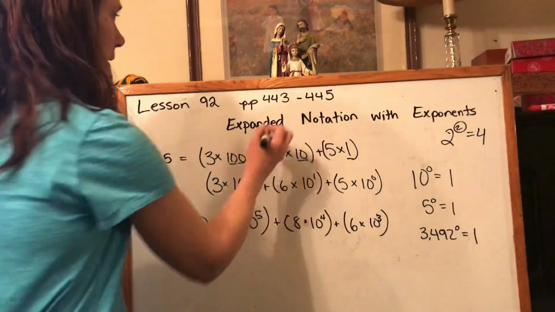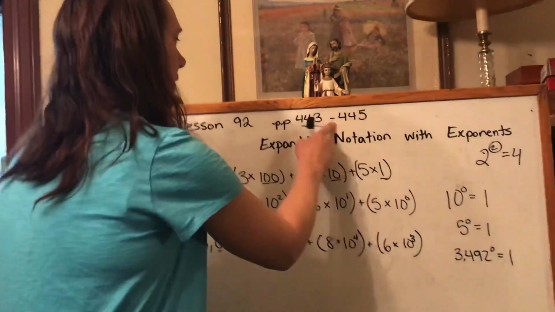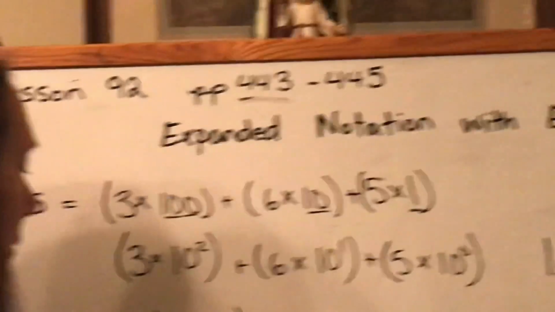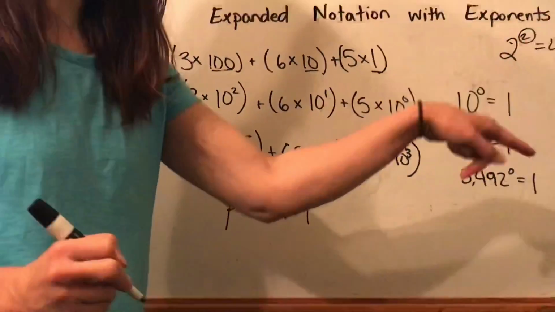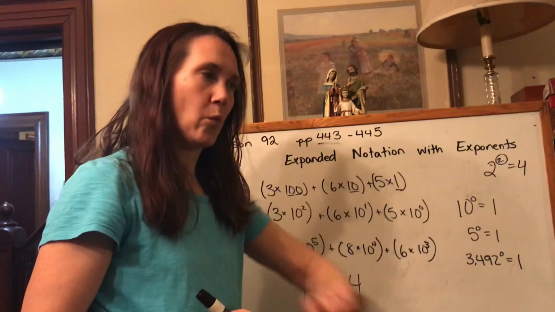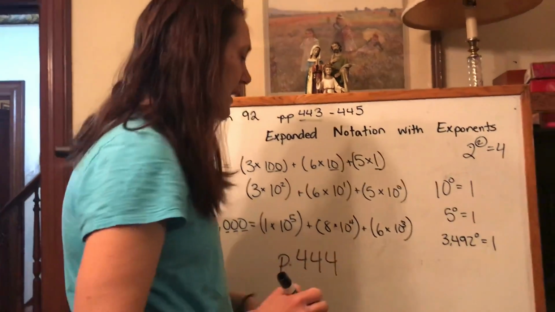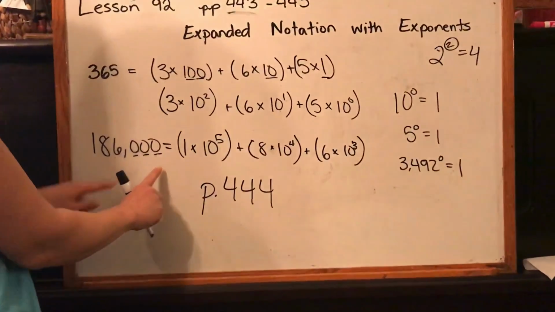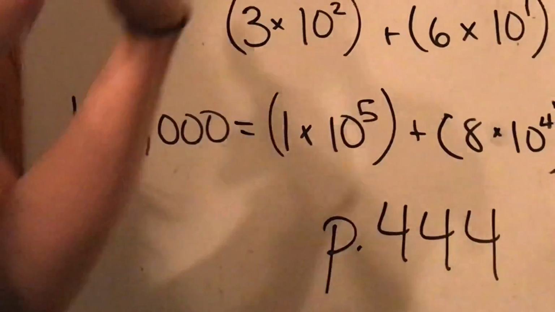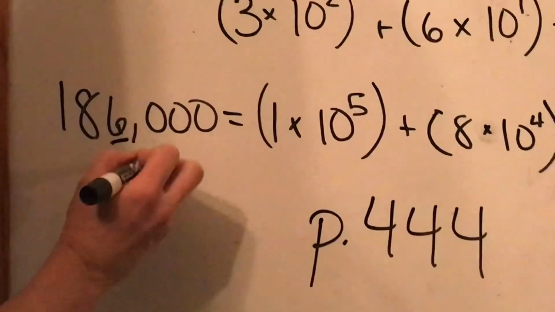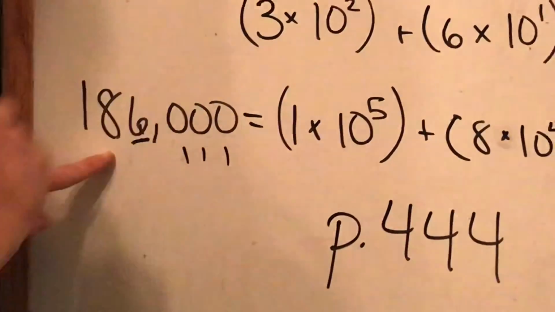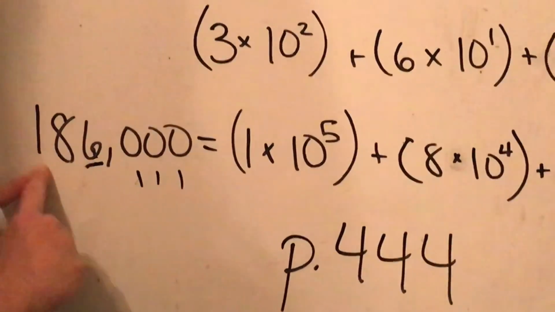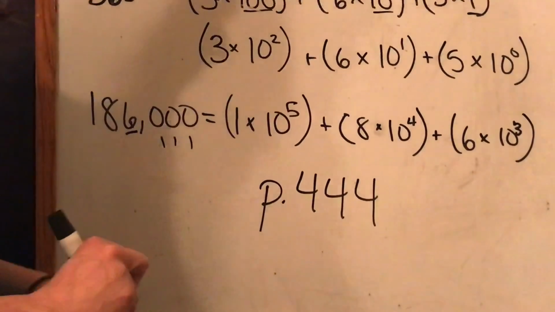There is a chart in your book, not on page 443, but on page 444, which will show you all the different place values and what those exponents are. But generally speaking, as you're going up, you're going to count the place values before it. So for 6, I counted these 3 place values. For the 8, I counted the 4 place values before it. And that has 5 place values before it. All right, moving on.